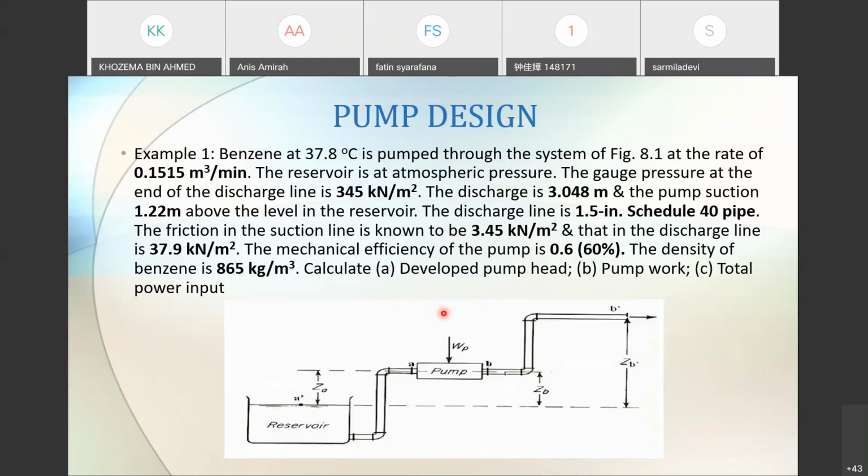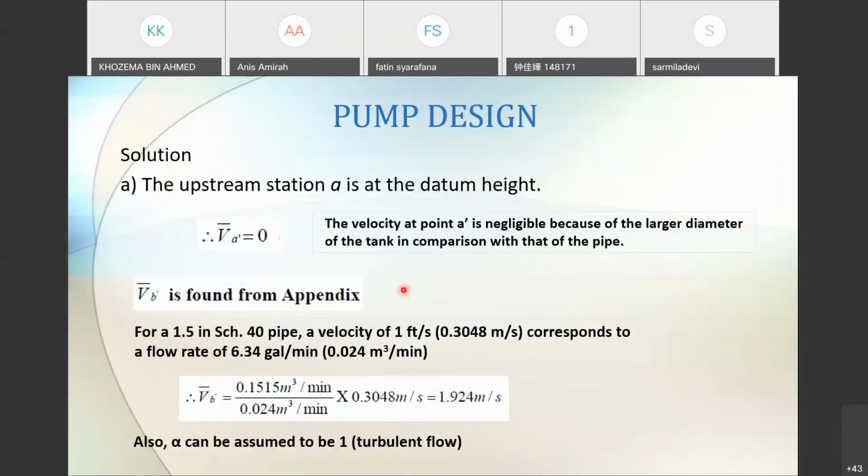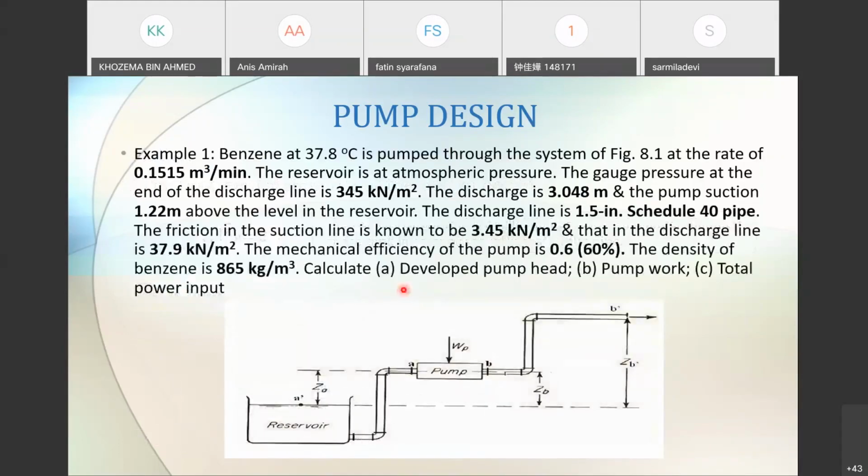Now, before that, let's look at here. The condition is a suction lift condition, so you have to find the values of all your terms in the Bernoulli equation. It says that PA, the reservoir here, is at atmospheric pressure. So you know that PA must be 101.325 kPa, kilopascal. So that is your PA.